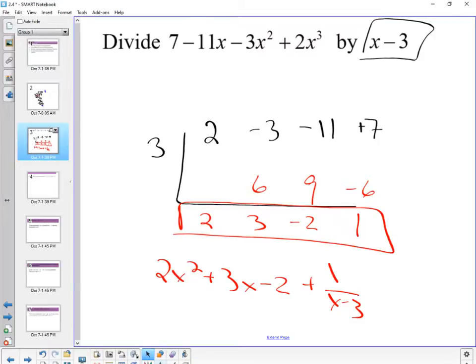How do you know the 1 is the remainder? Because it's at the end, and it's not a 0. If there was a 0, then there is no remainder. So let me repeat this one more time. The last number, if it's not a 0, then there's a remainder. And that is the remainder, right? That is not a 0, therefore, that is my remainder.